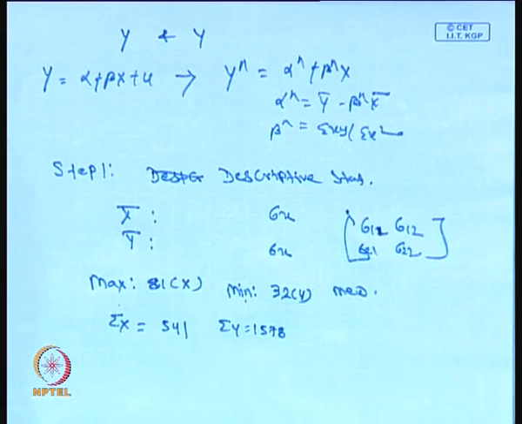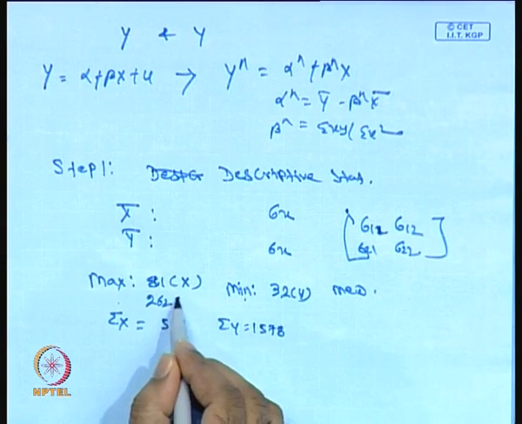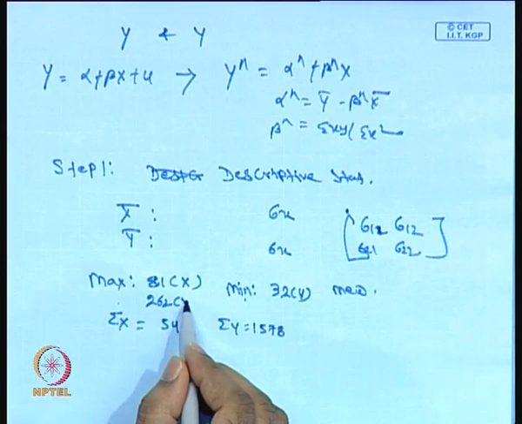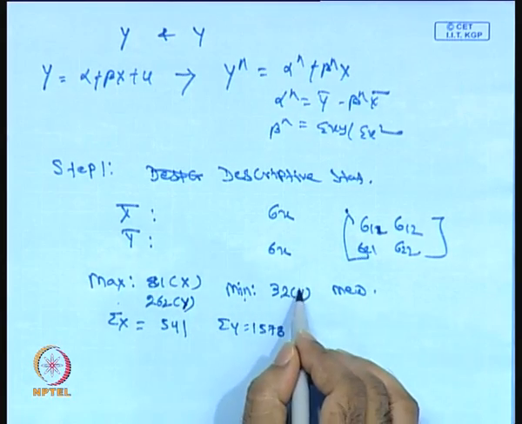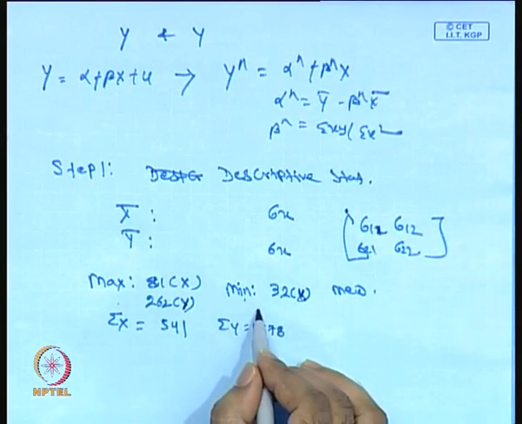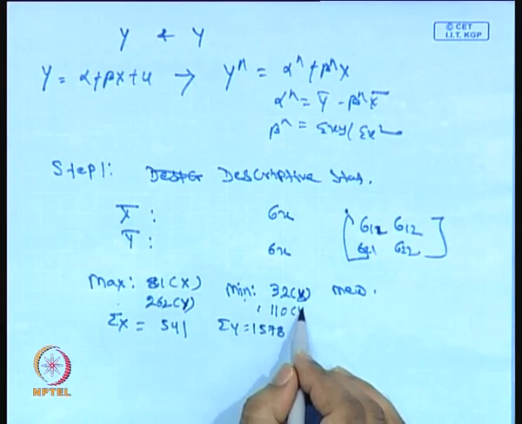Similarly, in this series you can also arrange in ascending order. So this is how you will get it. 262 is the y series, this is the y series. Okay, so this is x. And the minimum is here, 110, this is for y.